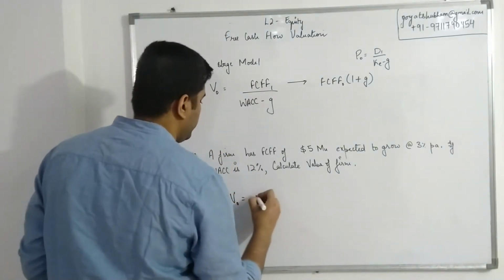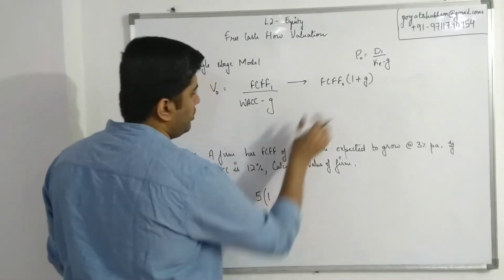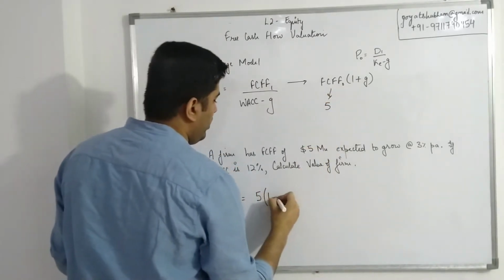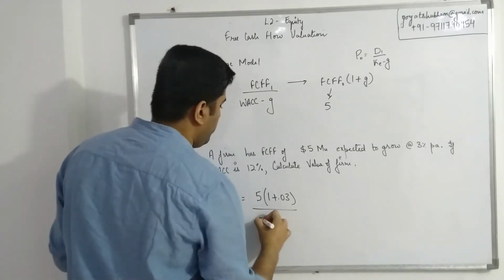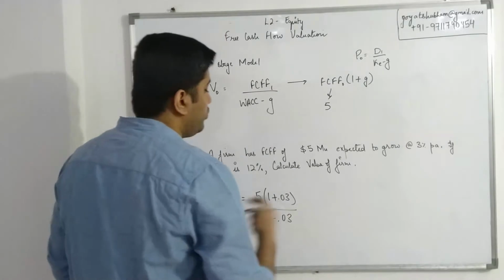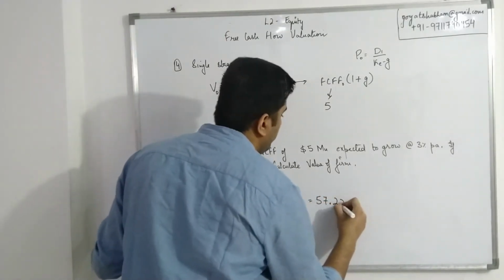Value would just be free cash flow to firm, which is 5, times 1 plus growth rate, because this is what we have been given as 5. So 5 times 1 plus 0.03, upon 0.12 minus 0.03. When you solve for this, you get a value of $57.22 million.